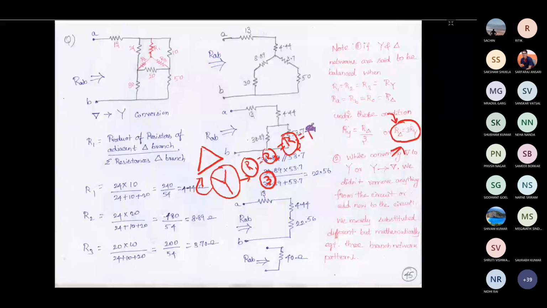Similarly, if delta is given and all the resistance values are the same, in that case you can write that R delta divided by 3 is equal to Ry. Okay, so this is about this.